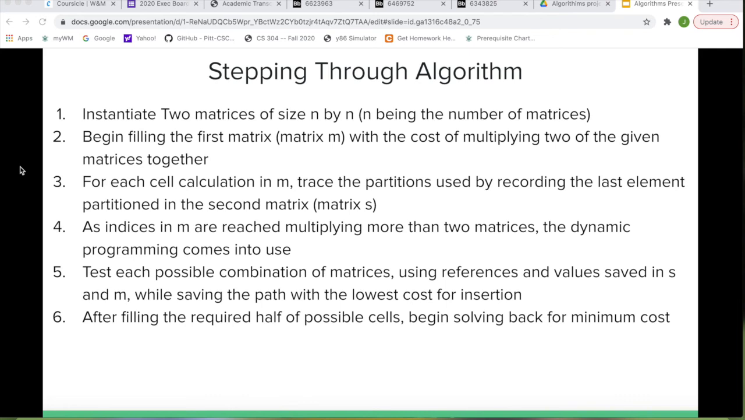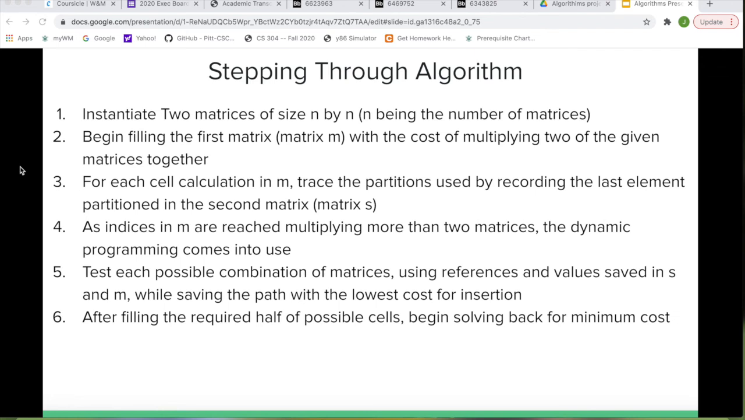As that works, we begin to test each possible combination of matrices using the references saved in S and M, while saving the path with the lowest cost, all the way up until we get into that upper rightmost corner of both matrices. This upper rightmost corner represents the overall equation and the overall problem that we were trying to solve. We can then return the number stored in the upper rightmost corner of matrix M, which is our overall minimized cost of running this multiplication.